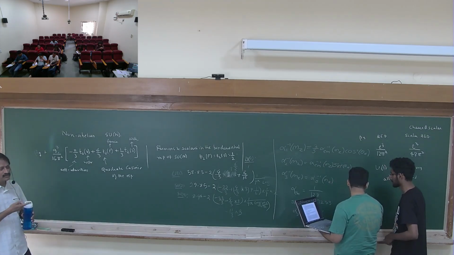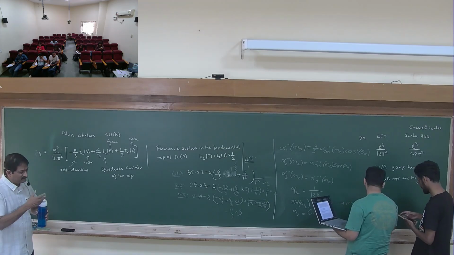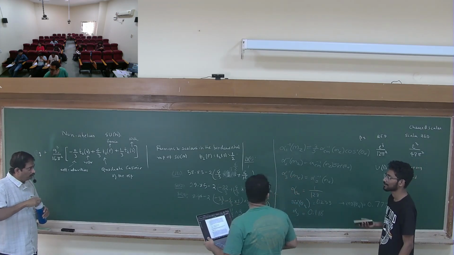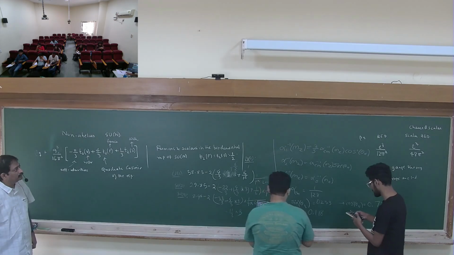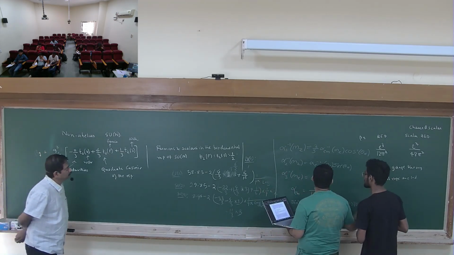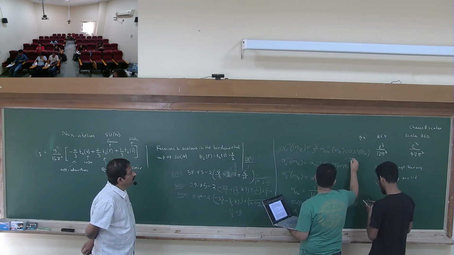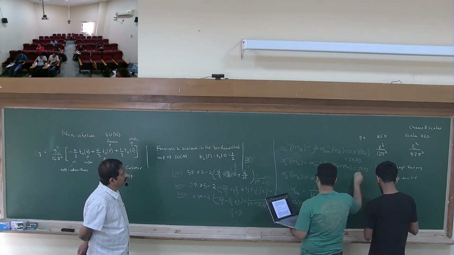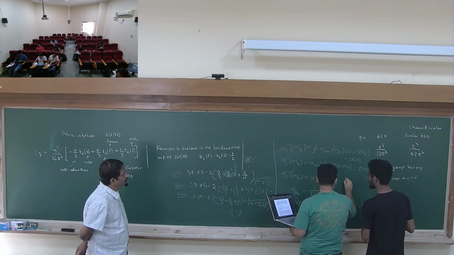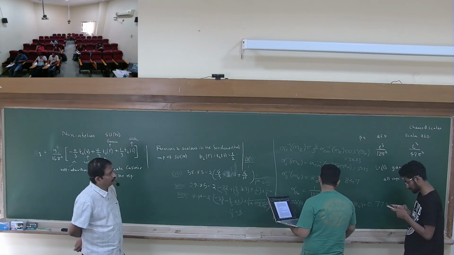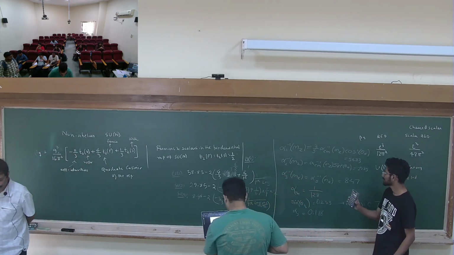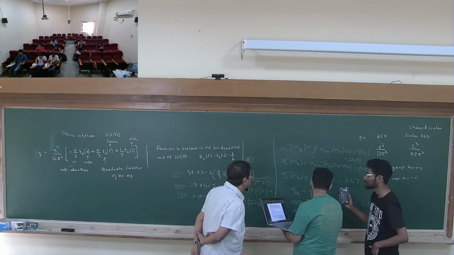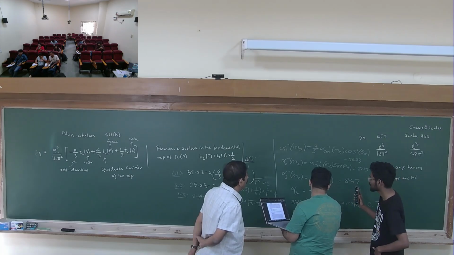See, unless I force you like this to come to the blackboard and write these things, this is what happens. The calculator it's coming 59.18. Yeah, you have to take that.